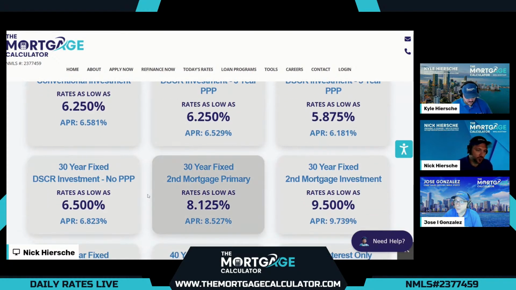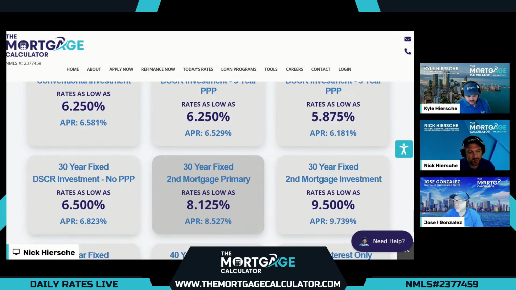And the final 2 options we'll go over real quick are 30-year fixed second mortgage options. Great options for our borrowers that still have a low rate first mortgage, lower than the rates we're looking at now, want to keep that first mortgage in place, but still need some cash out. They can access that cash out equity with a second mortgage instead of a HELOC at lower rates.